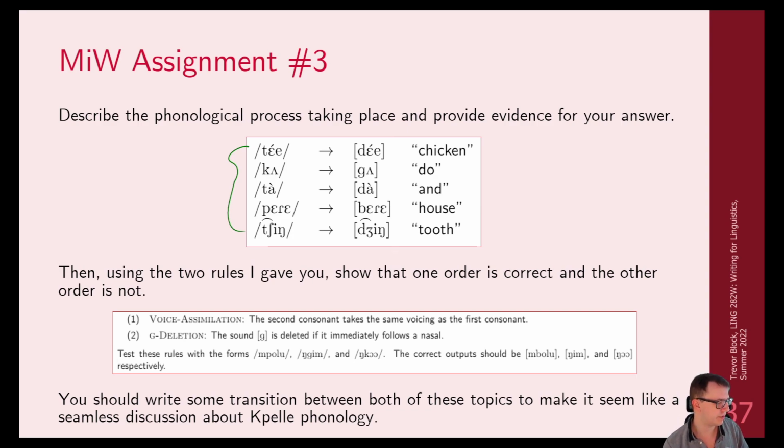And then you have some rule orderings. So you have voice assimilation. One says if you have a CC pair, the plus or minus voice spreads to the next consonant. And the other one says that if you have a nasal and a G, that G gets deleted and the nasal stays the same. So I've given you some example words and what they should come out to for you to test those. So that's this assignment, that's this video.